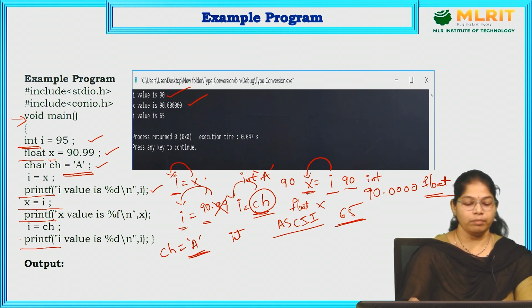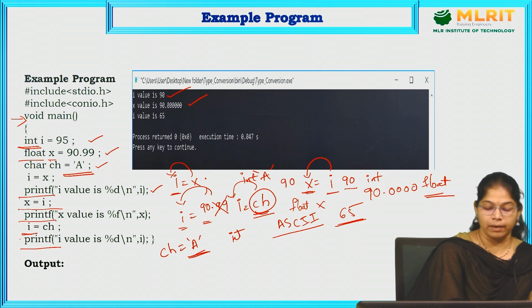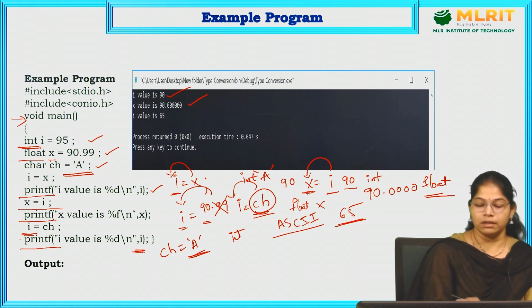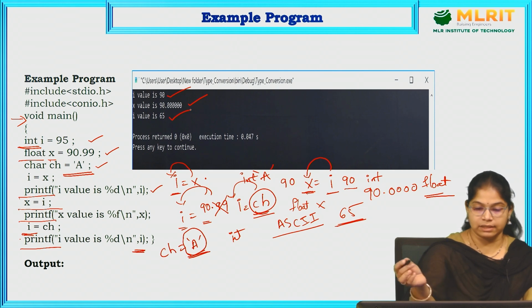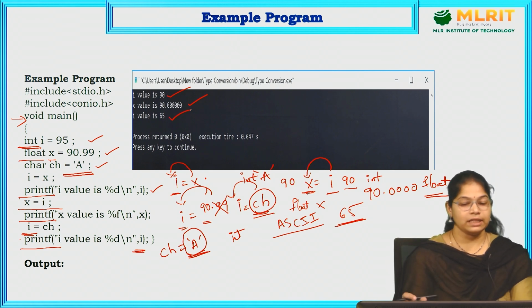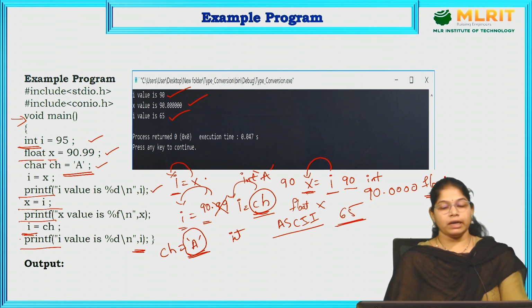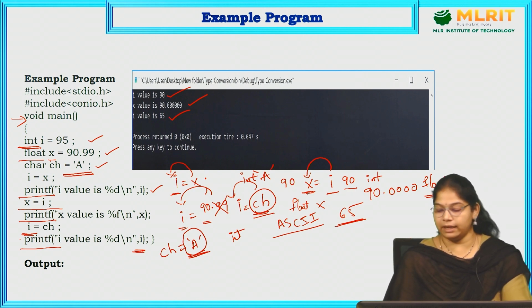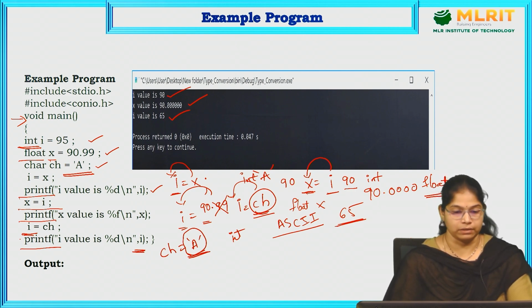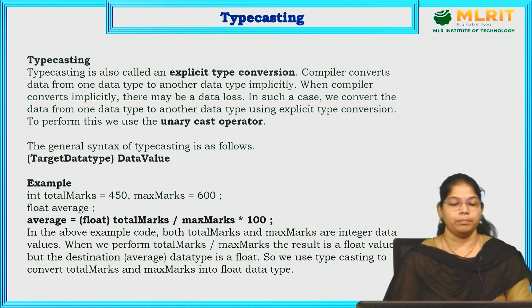So when I try to print this i, it gives you the ASCII value of the alphabet A, that is 65. So in this way, the compiler automatically converts the data from one data type to another data type, which is called type conversion. Then what is typecasting?